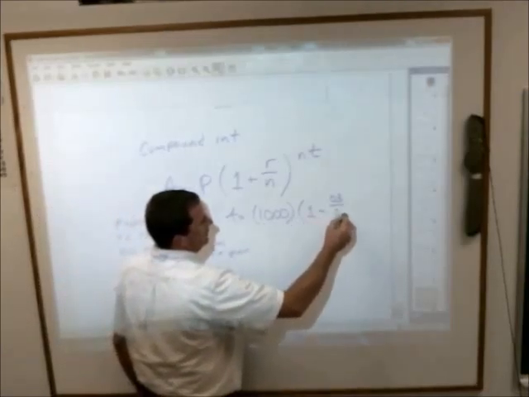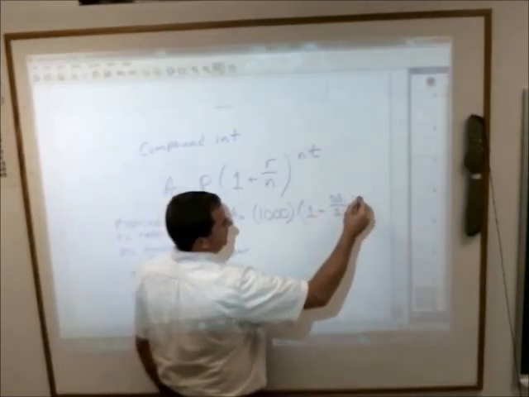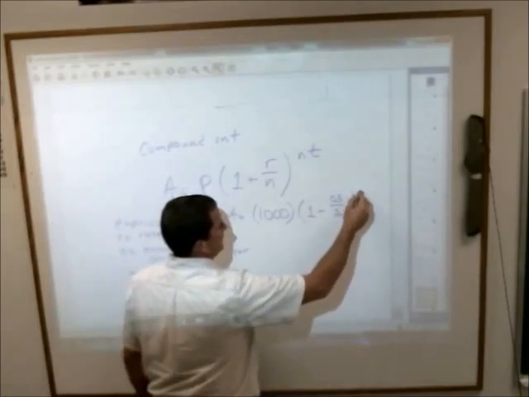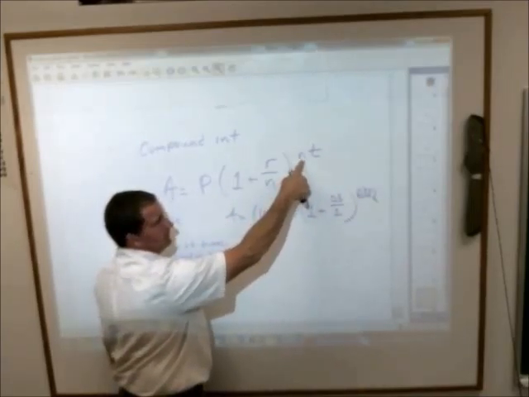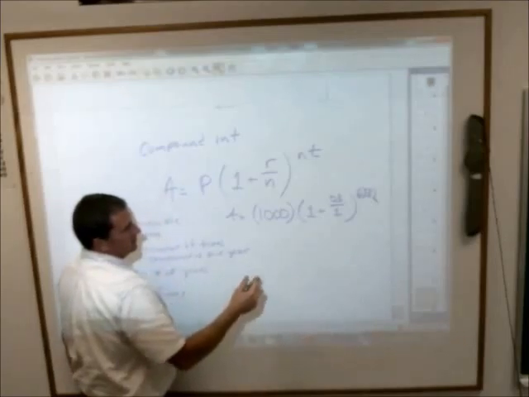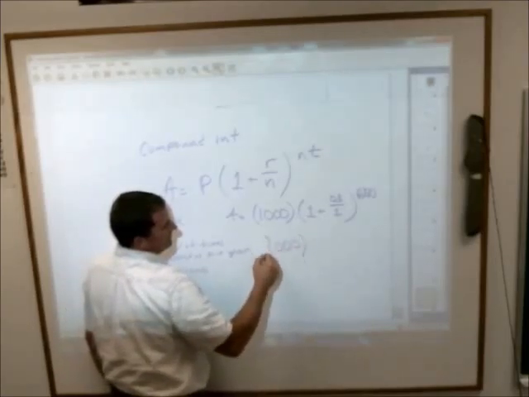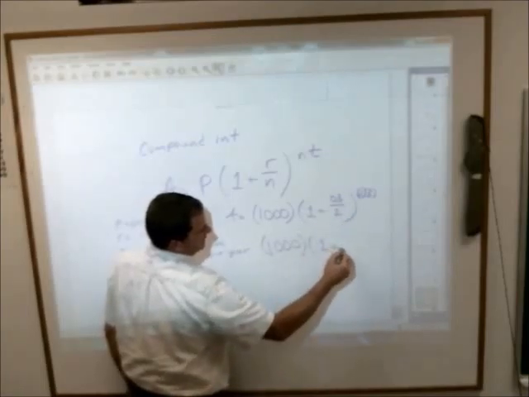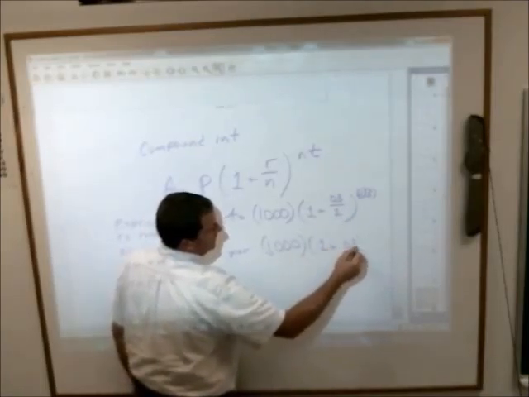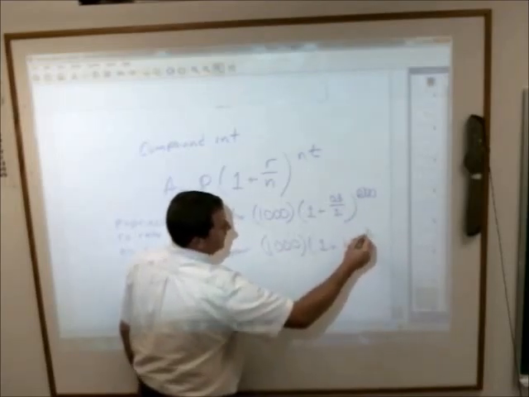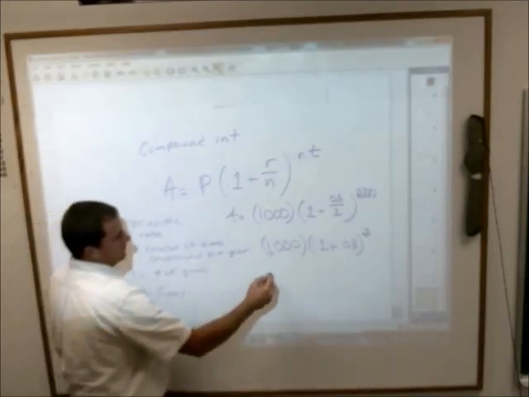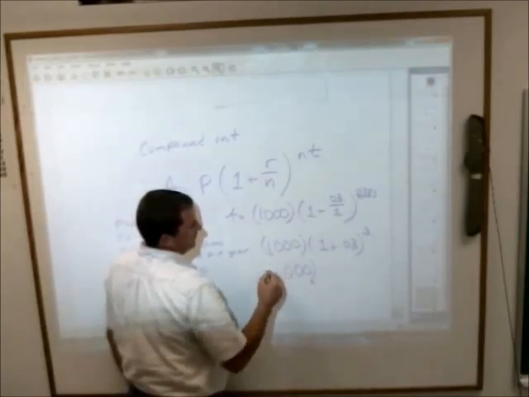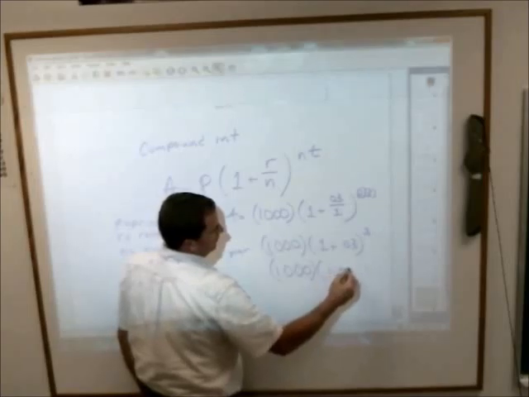So this would be over 1, times, what was N? 1 times 3, right? That's our number of times per year, just once annually for 3 years. So it looks like this. 1,000 times 1 plus, this is still just 0.03, to the, what power? Third power, right? 3 years. Now what do I have to do first, ladies and gentlemen? Parentheses. So this is 1,000 times 1.03.